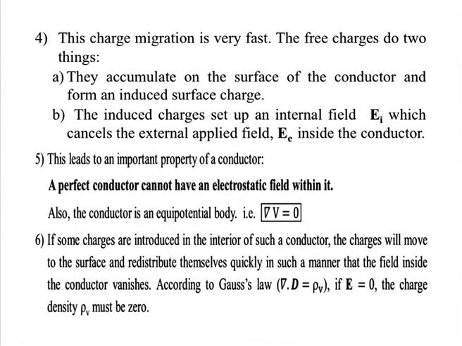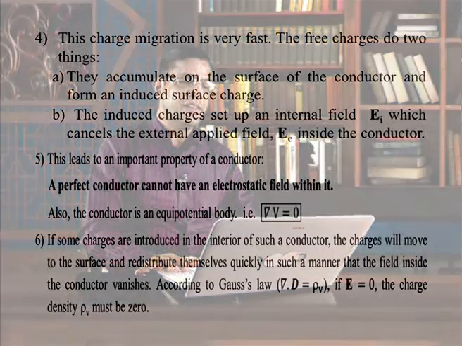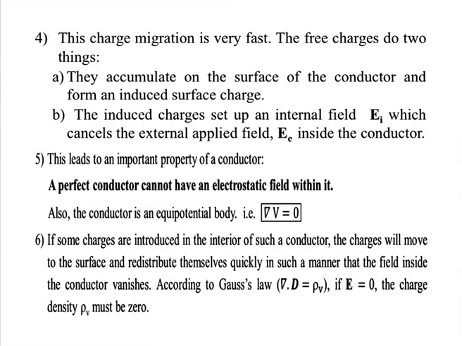This charge migration is very fast, and the free charges do two things. Firstly, they accumulate on the surface of the conductor and form an induced surface charge. The induced surface charge then sets up an internal field E_i, which cancels the external field E_e inside the conductor. That is, inside the conductor, the net electric field is 0. This leads to an important property of a conductor, that is, a perfect conductor would not have any electrostatic field in it. Also, the conductor is an equipotential body, that is, gradient of V is equal to 0 inside a conductor.